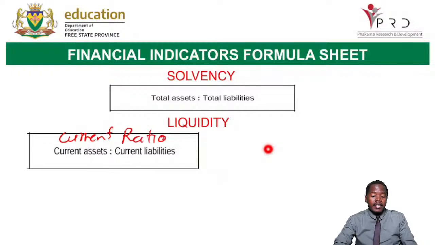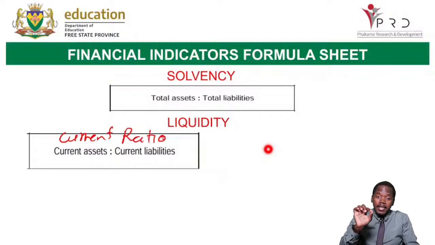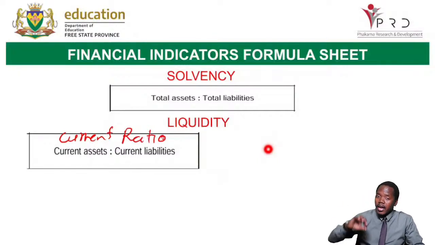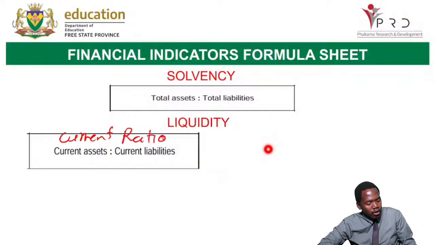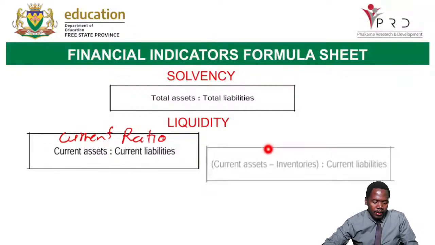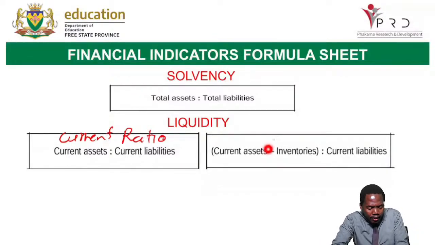Please ensure you play this game. Give your friend a formula sheet. Your friend must name and say that this is current ratio, this is acid test ratio, this is ROTCE, this is ROCE, and so on and so on. Please ensure you play that game. Now the next one, what do we call the second one? This is called acid test ratio.